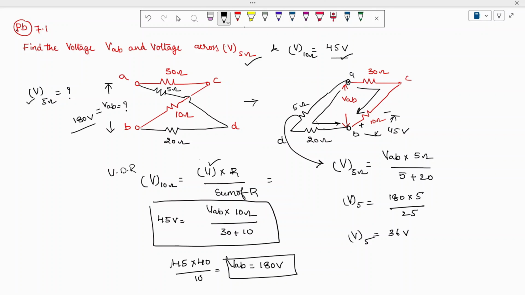Total voltage is VAB multiplied by the same branch resistance, 10 ohm, divided by 30 plus 10. The same formula we are applying here. Total voltage is VAB and we apply the voltage division rule across the 5 ohm branch. The same resistor value, 5 ohm, divided by the sum of resistors which are connected in series. This is how to handle the problem and get the answer.